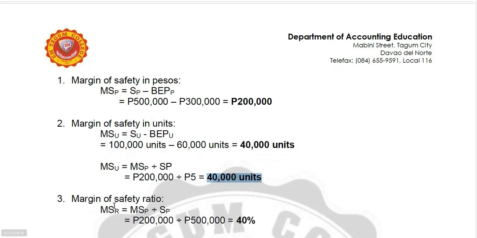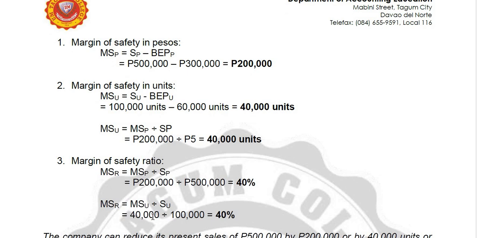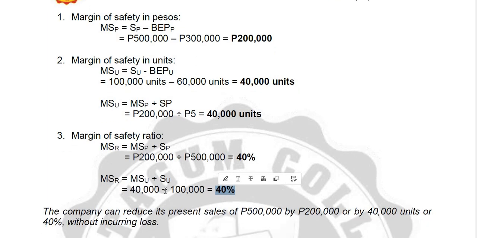So if you want the margin of safety ratio, your margin of safety of 200,000 divided by the sales in peso, so you have 500,000. That's 40,000 units of margin of safety divided by 100,000 units, and the quotient is 40%. So that is your margin of safety ratio.